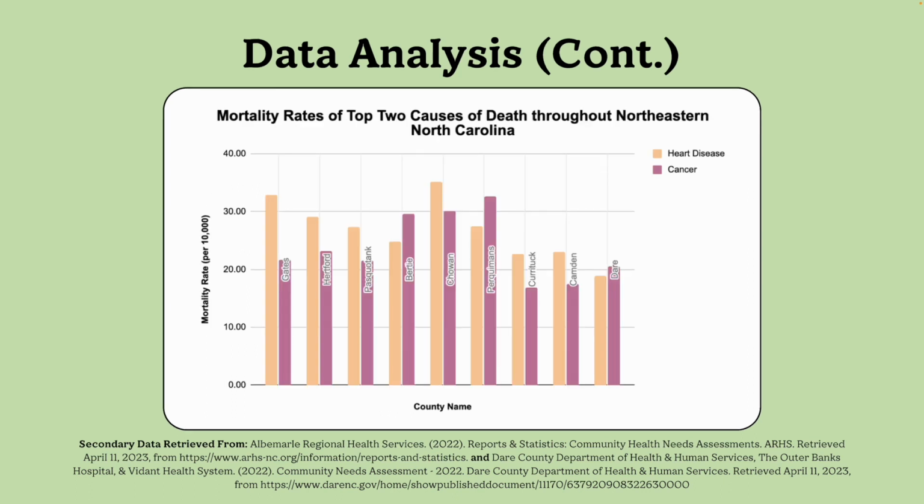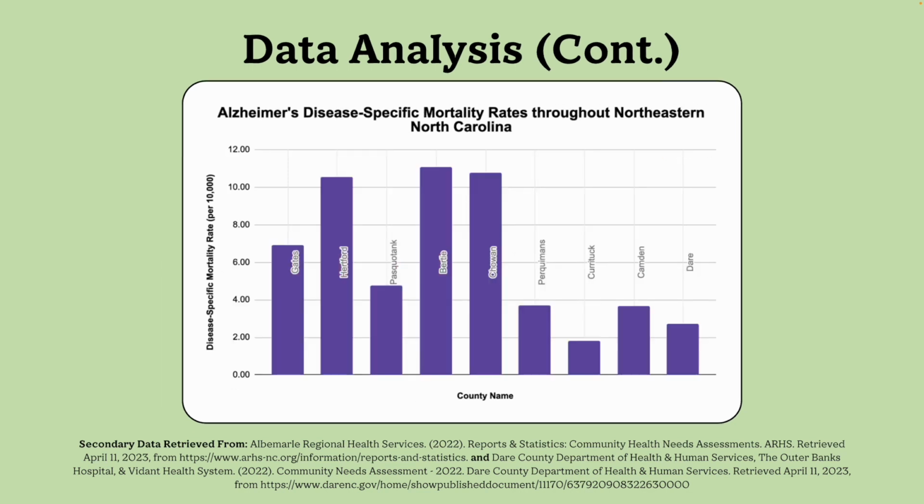Next, I wanted to visually examine the mortality rates of the top 2 causes of death throughout Northeastern North Carolina. On a widespread scale throughout the country, typically the top 2 diseases are always heart disease and cancer. But as we can see, there is some fluctuation in this regarding counties. And this graph also helps to visually depict exactly which counties do have the highest levels of mortality when you compare them evenly.